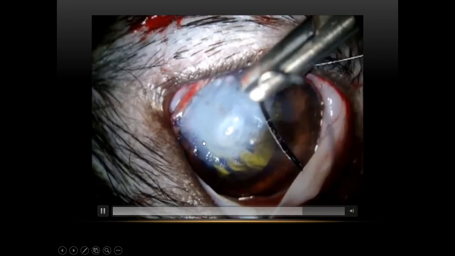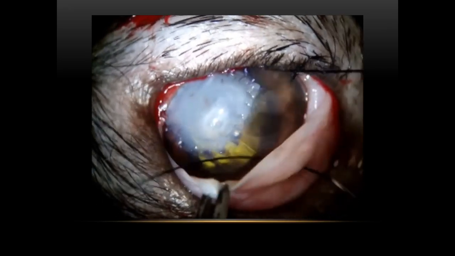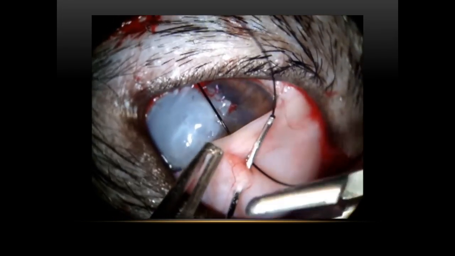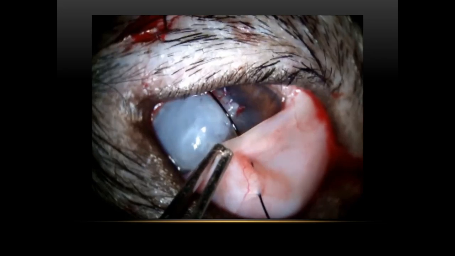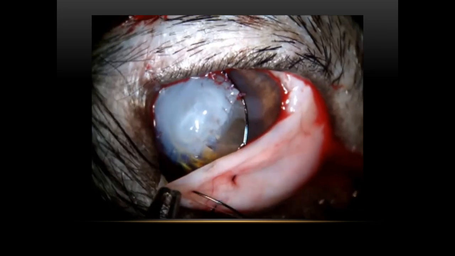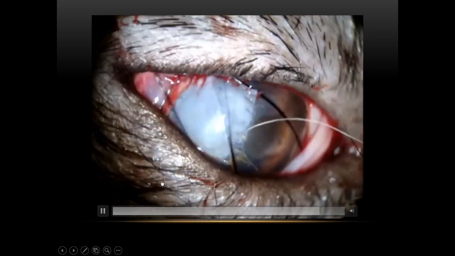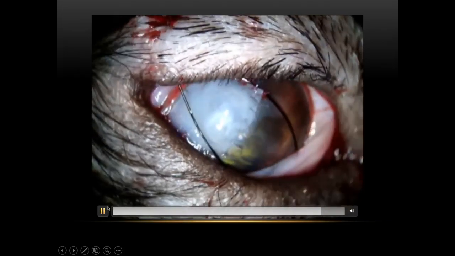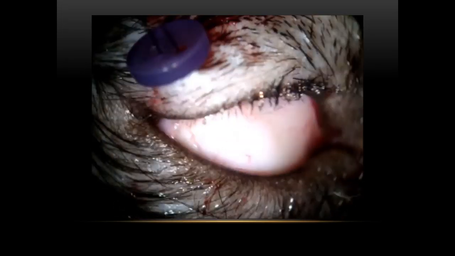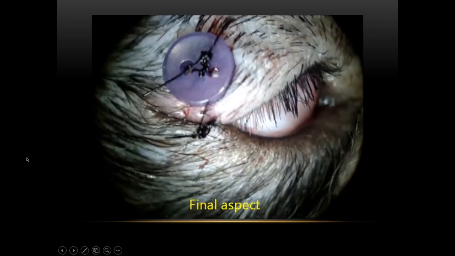Again, third eyelid flap just to protect the cornea. You can use bandage contact lenses if you prefer. So you leave the third eyelid flap covering the cornea for at least 10 days. So this is easy. That's what's for the third eyelid flap, just to protect the area, okay? So this is the final aspect.